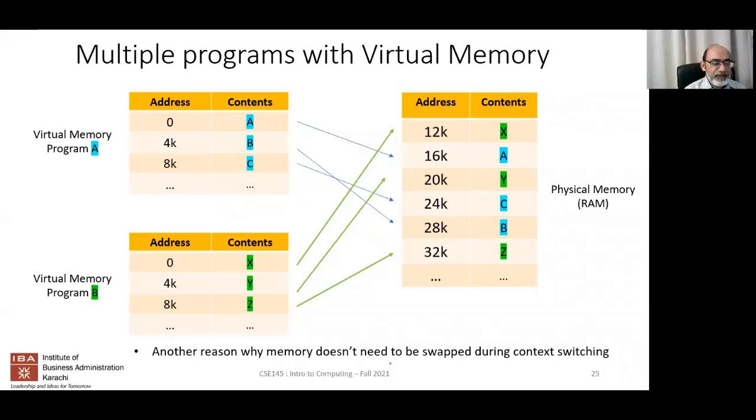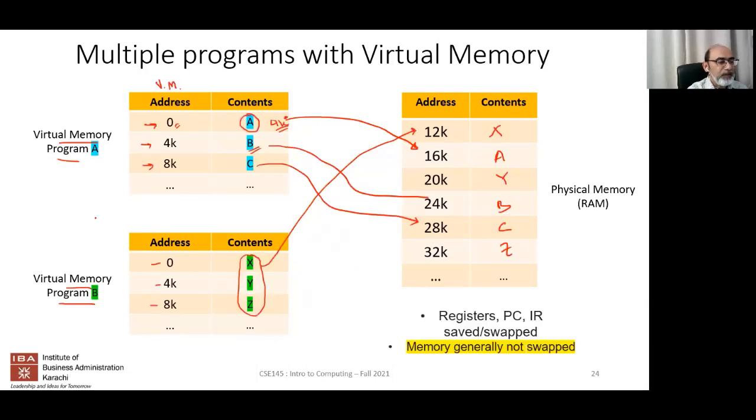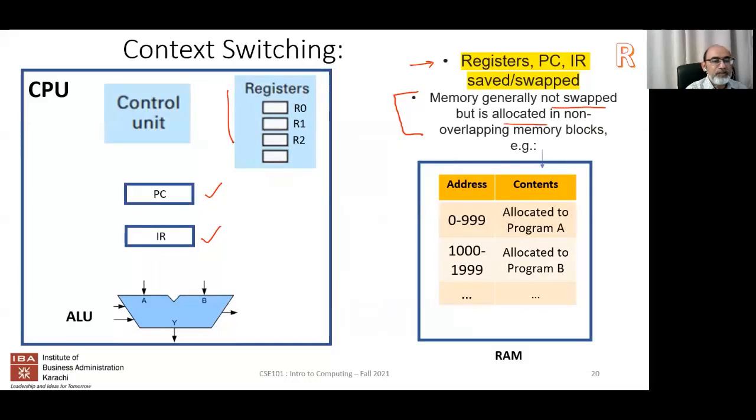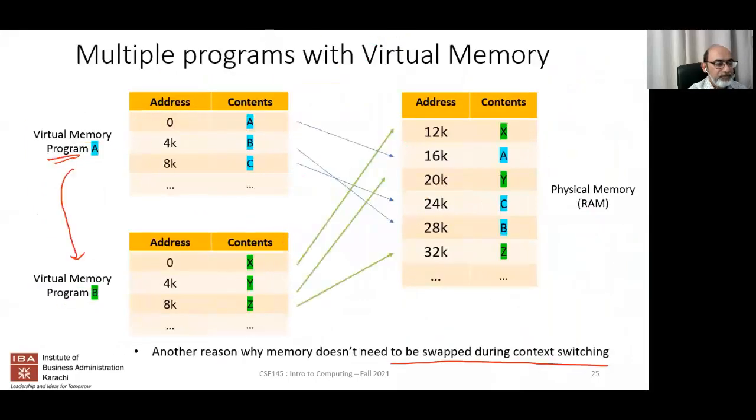Why is it that memory doesn't need to be swapped? Can somebody explain to me, by using virtual memories, why the actual memory, when you do a context switch, doesn't have to be swapped? You're running program A over here, and now you switch to program B. We said that you do need to copy your registers and your PC and IR, but you don't need to swap the actual memory. So can somebody try to explain why we don't really need to swap the actual memory when we're going from A to B? Zohair.